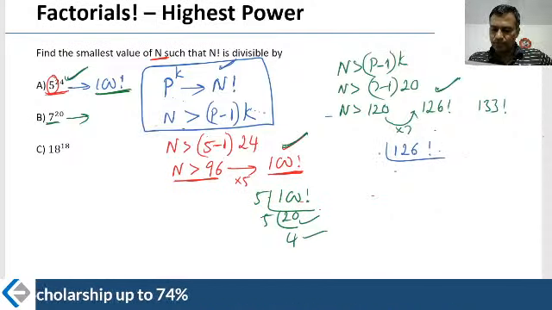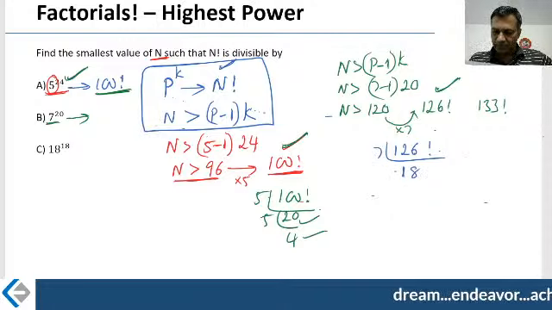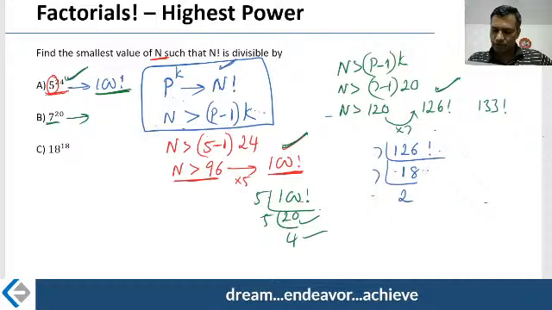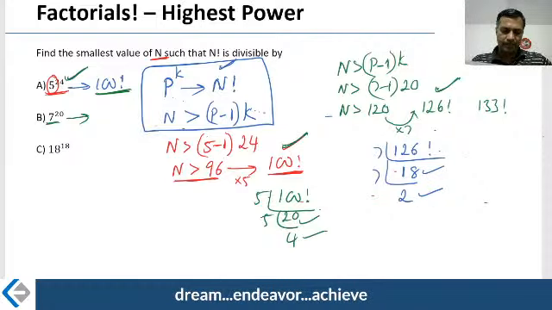Dividing this by 7: 7 8 times, great. 7 how many times? 2 times, done. Therefore 18 plus 2. Did I get back my 20 here? Yes, I got back my 20. Therefore, 126 factorial is the smallest value.